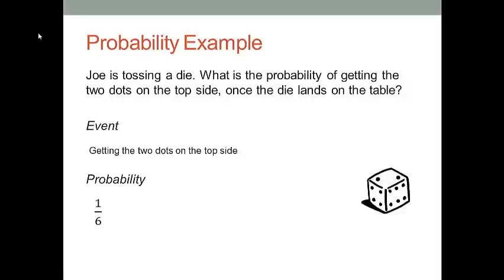We could get 1 dot on the top side, 2 dots, 3 dots, 4 dots, 5 dots, or 6 dots. Totally, we have 6 possibilities. But in our analysis, we are only interested in getting the 2 dots on the top side. So we have 1 out of 6 possibilities. The probability of our event is 1 over 6.